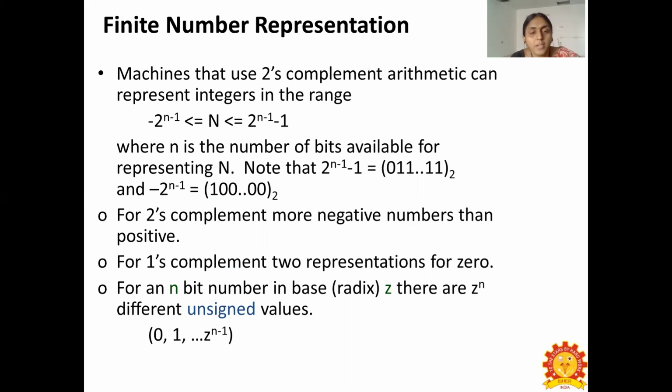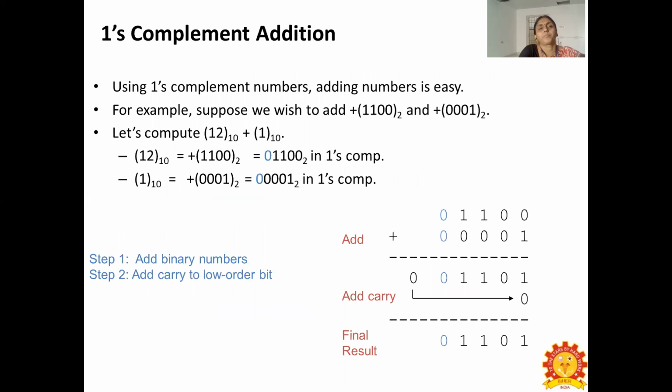For 1's complement, there are 2 representations for 0. For an n-bit number in a base with radix z, there are z power n different unsigned values, and it can range from 0 to z power n minus 1.